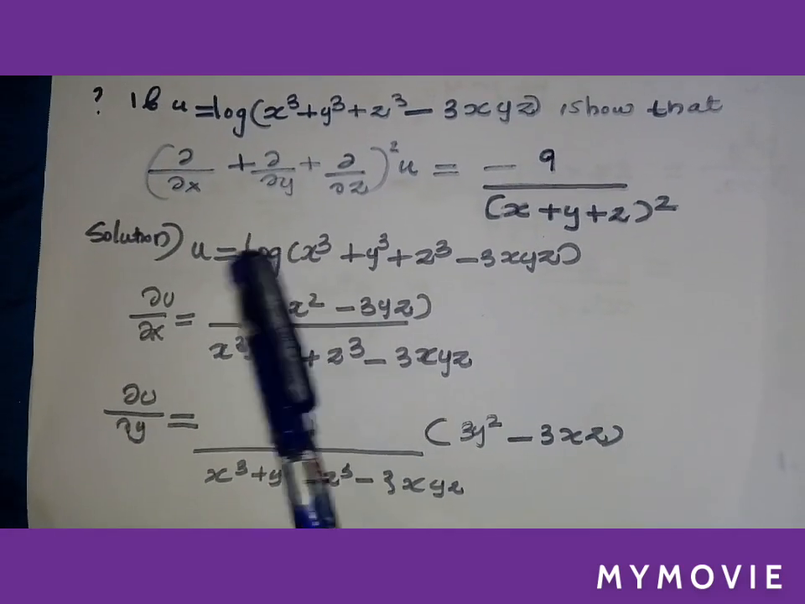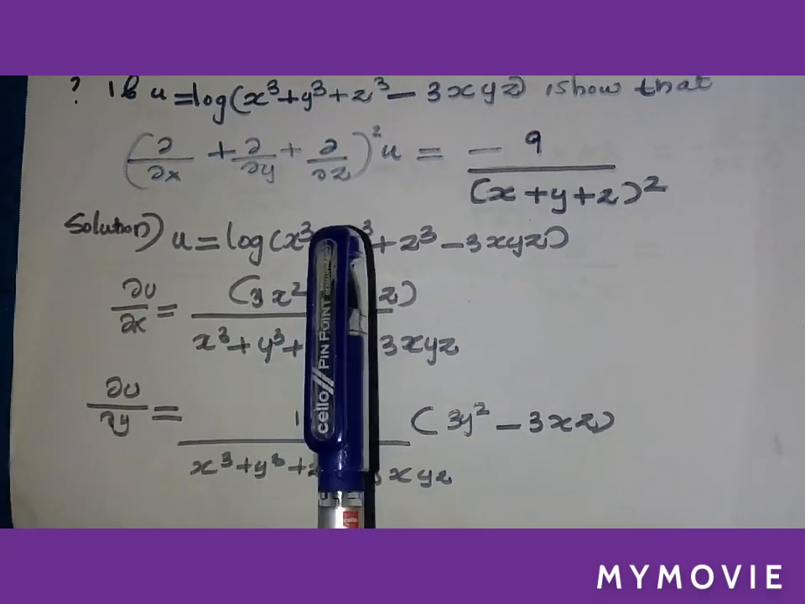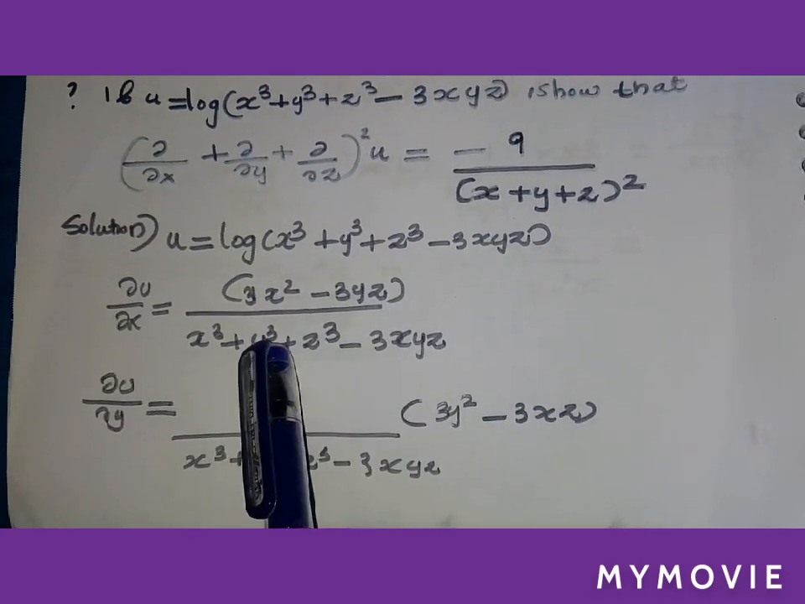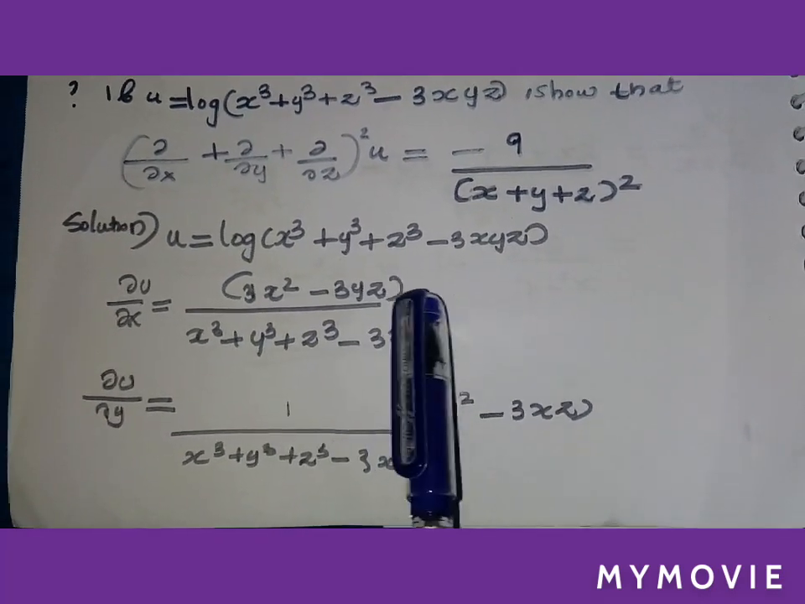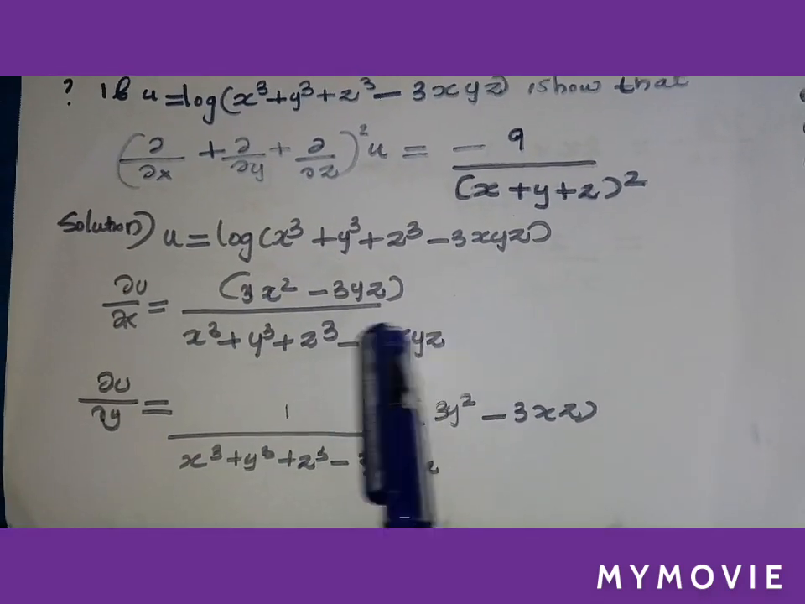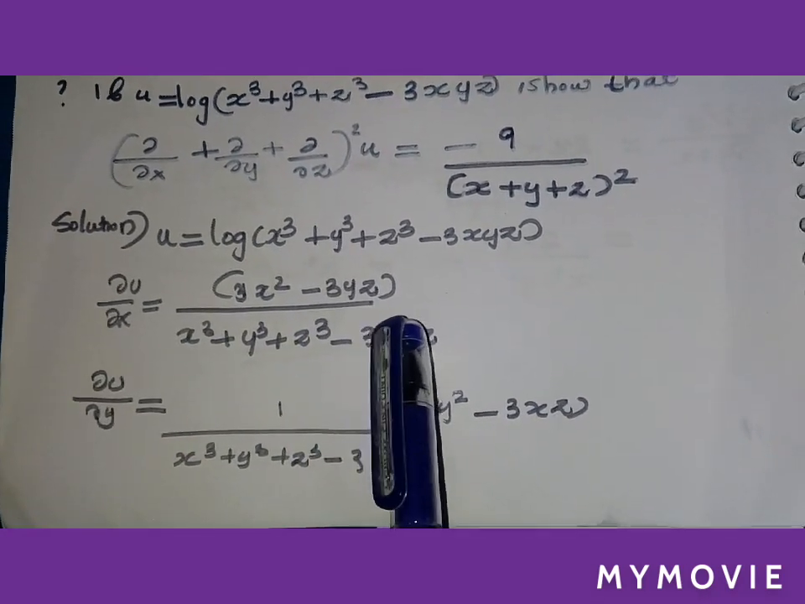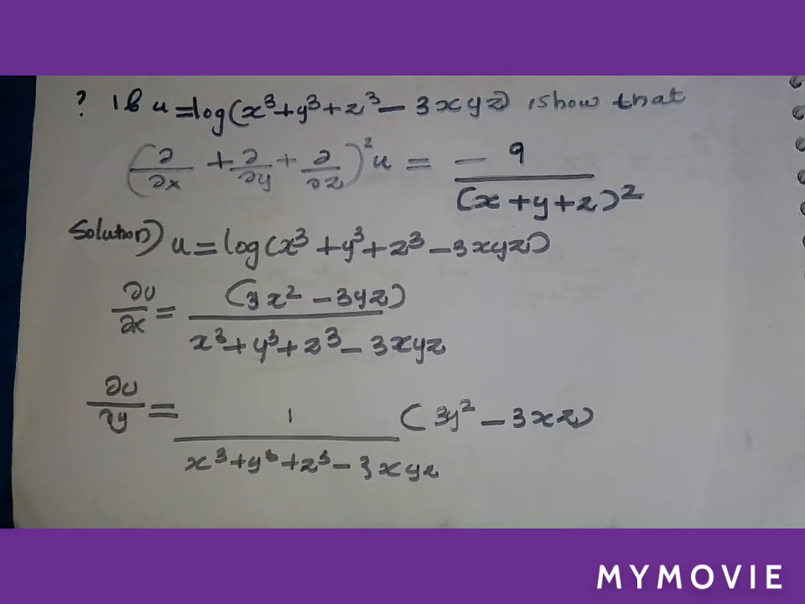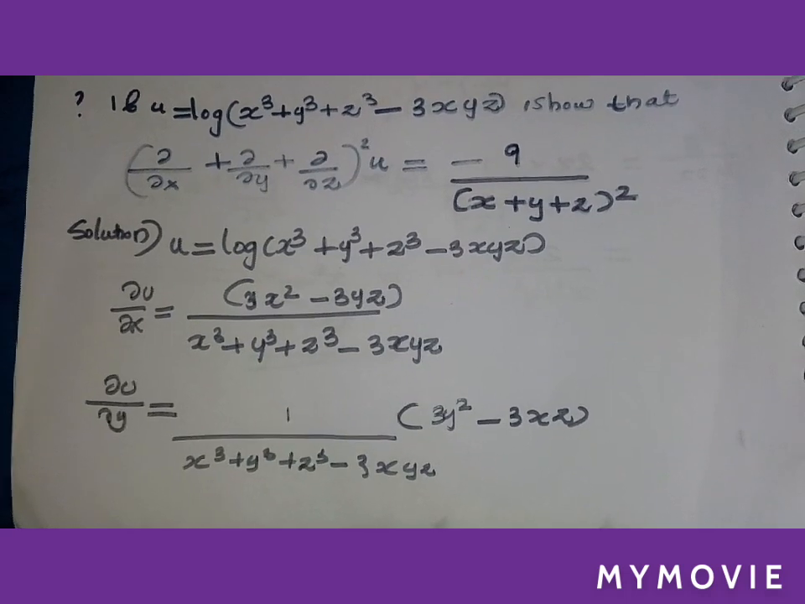So we have to find ∂u/∂x, that is log x derivative, that is 1 by x. So 1 by (x³ + y³ + z³ − 3xyz), times the derivative of x³, that is 3x², minus 3yz. Here y³ and z³ are constants, so they do not appear in the numerator.